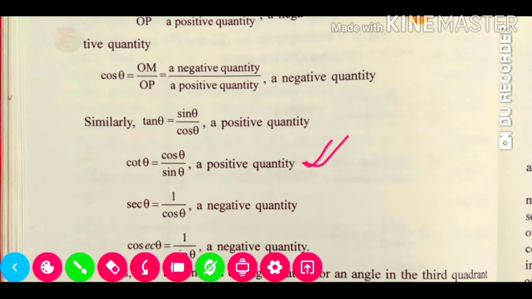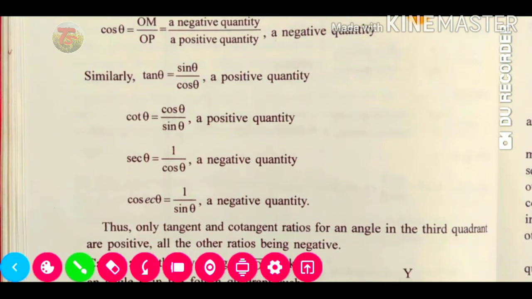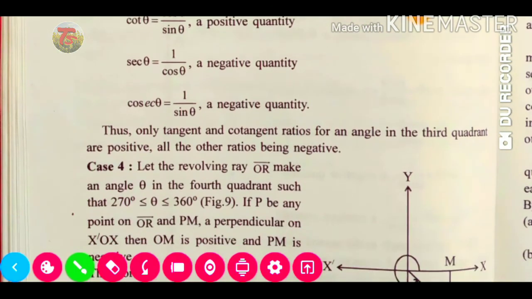Sec theta is equal to 1 by cos theta, and cos theta is negative, so it will be a negative quantity. Cosec theta is 1 by sin theta and sin theta is negative, so this will be a negative quantity. Thus only tangent and cotangent ratios, that means tan theta and cot theta, for any angle in the third quadrant are positive, and the remaining all will be negative. Now we'll start case number 4, that means the fourth quadrant.